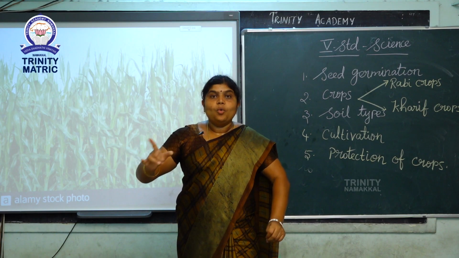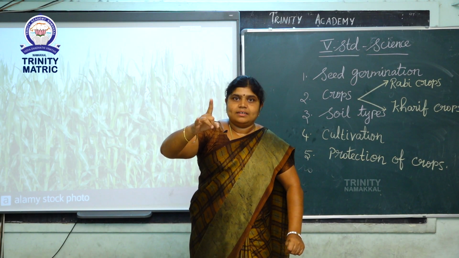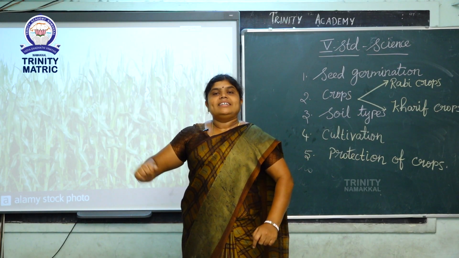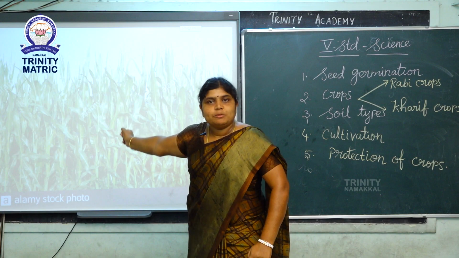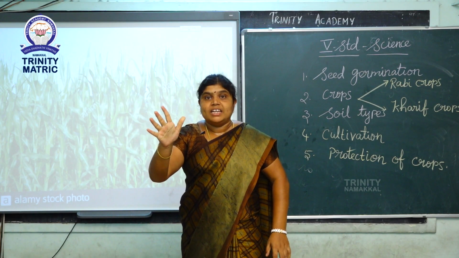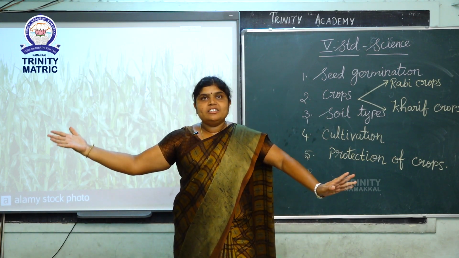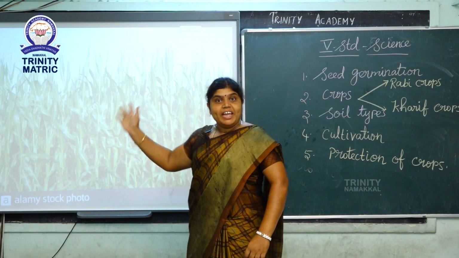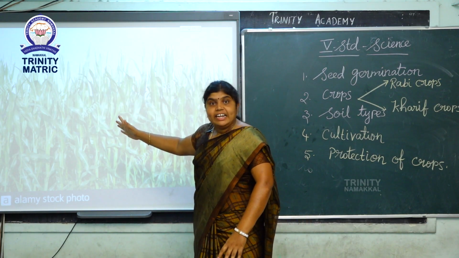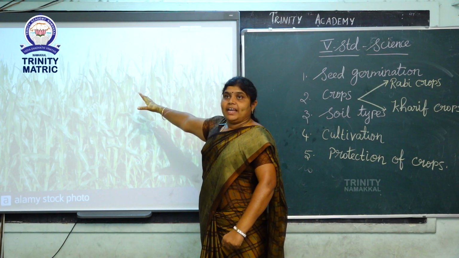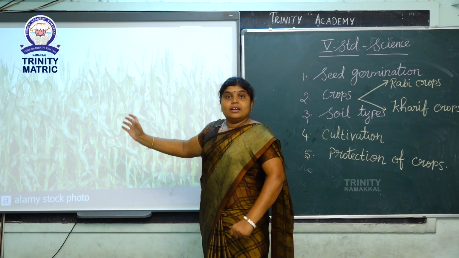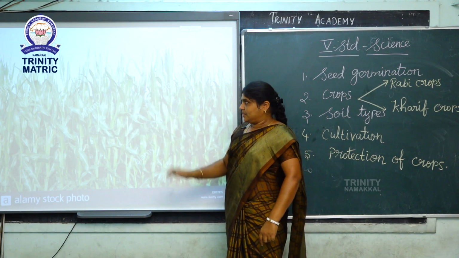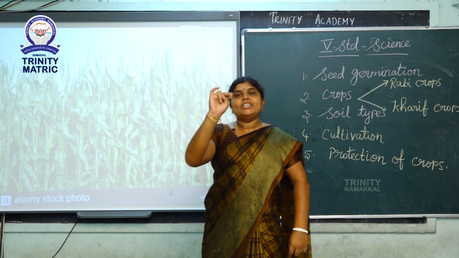Crop means one kind of plant grown in a large area. That is called crops. Crops means one kind of plants, not all kinds. All kinds means a garden, which has many kinds of plants. But in a field, crops means only one kind of plant in a particular area, with large scale production. That is called crops. Crops are of two types.